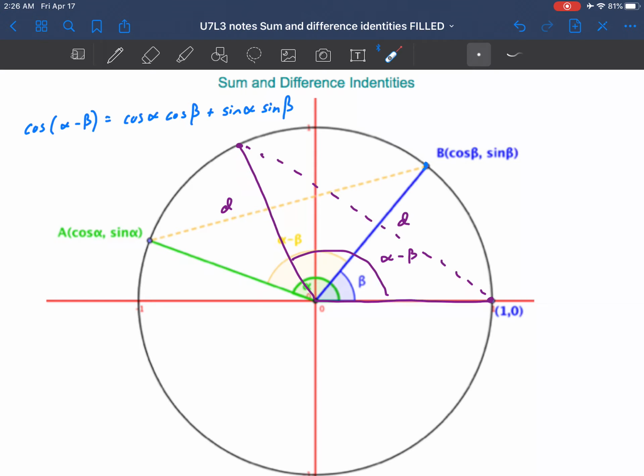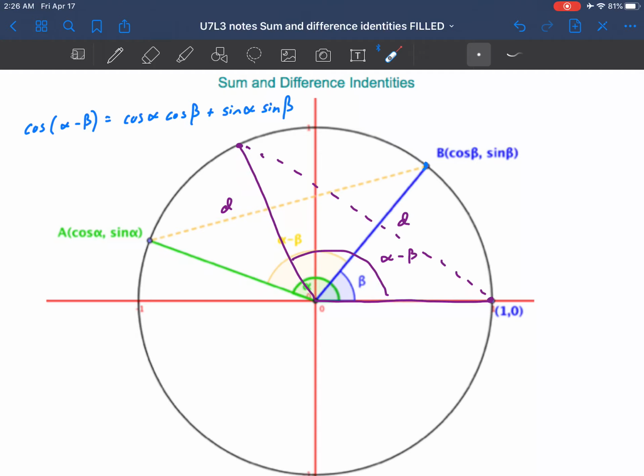Basically that's because this angle right here, alpha minus beta, is the same as this angle, alpha minus beta. And since it's a unit circle, all these sides, this blue, this green, this blue, this purple, they're all the same length. They're all 1.